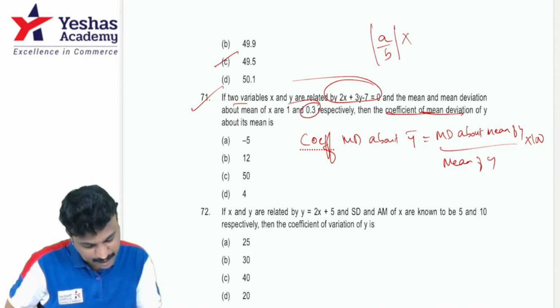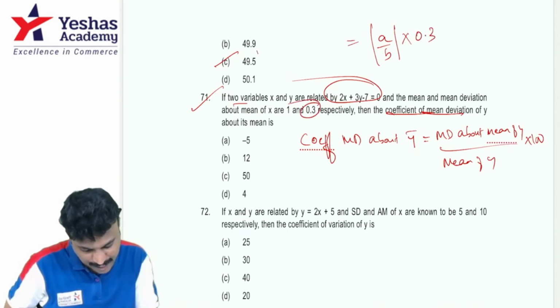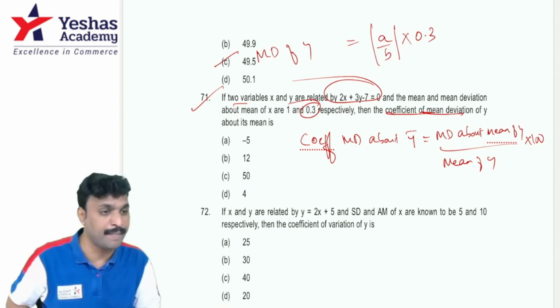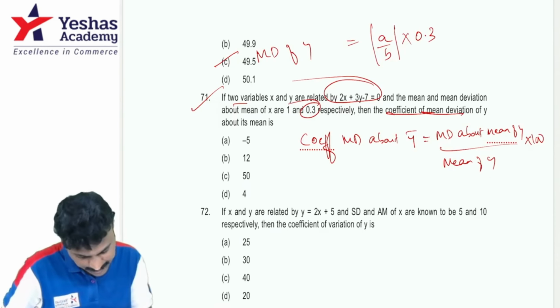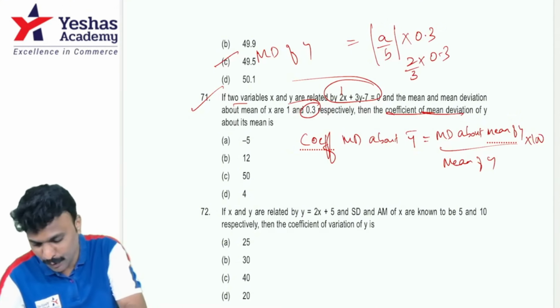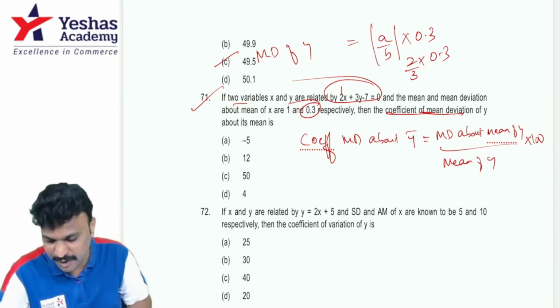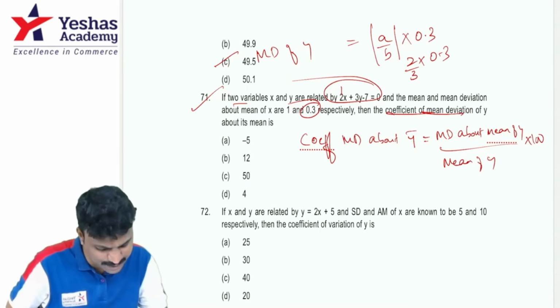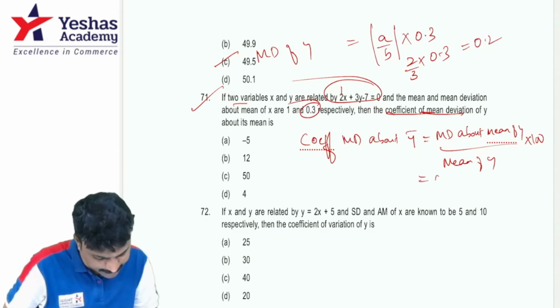So this is MD of y, MD about mean of y. Now what is a value? Coefficient of x is a and b value, coefficient of y is b, into 0.3. So 2 divided by 3 into 0.3, that fetches me 0.1999, that is 0.2. So I got the numerator 0.2.